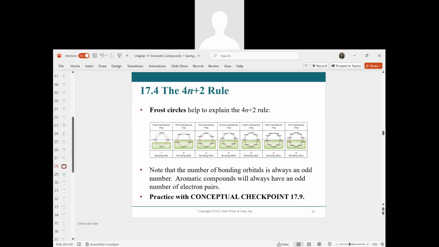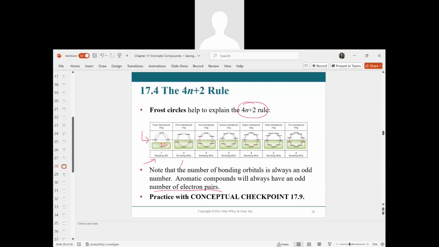Again, we can quickly see that Frost circles can help us explain this 4n plus 2 rule if we place our polygons inside of these Frost circles. We would always see that we have an odd number of electron pairs. So we have one bonding molecular orbital here, and we could have one electron pair in our lowest energy orbital.